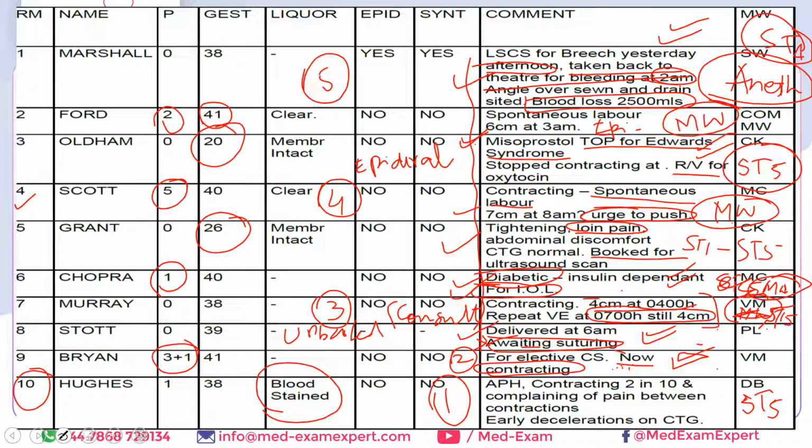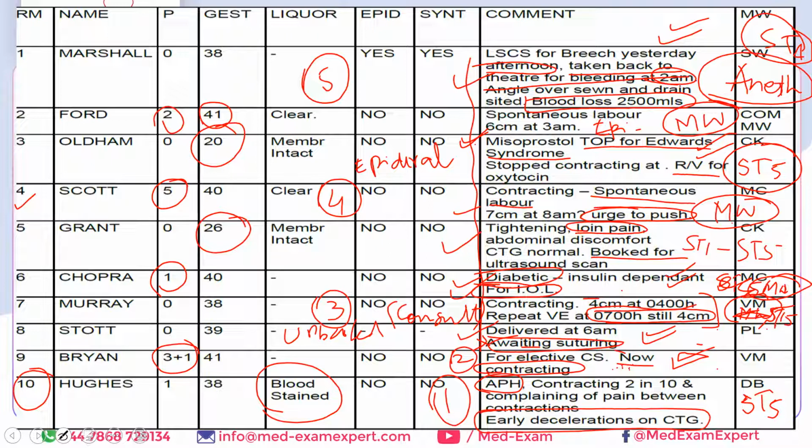Then in this, I can see that she is para 1, 38 years, blood-stained APH, contractions 2 in 10, and complaining of pain. So this seems to me to be abruption. So this needs my urgent attention. So I will ask one of the midwives to send bloods, to arrange the blood, and inform the blood bank. I will inform my anesthetist. I will make sure that she is vitally stable. So I will ask one of the midwives to put in double IV access, catheterize her, and do the scan, if it is necessary.